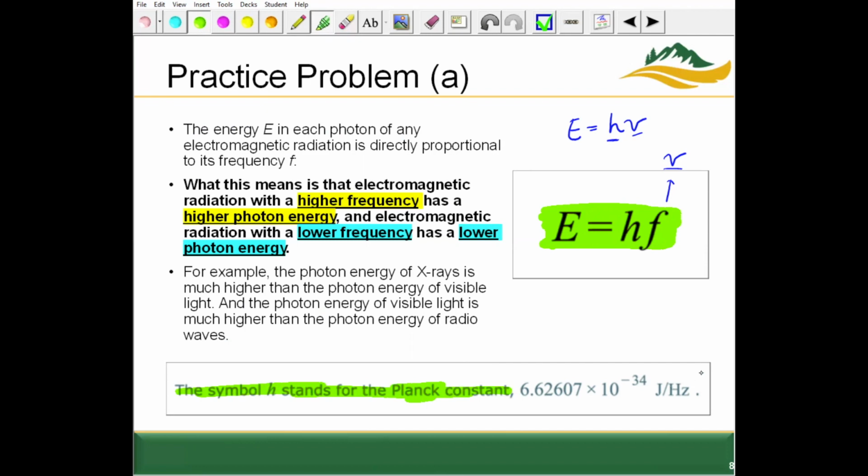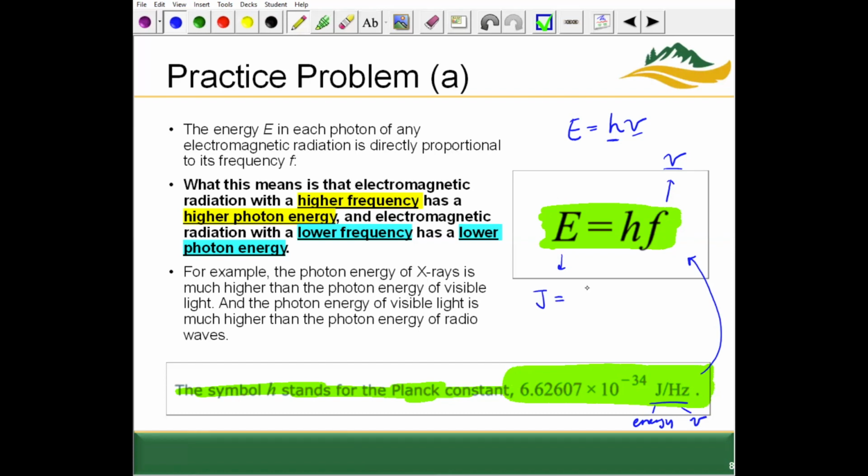Very importantly, this value is 6.62607 times 10 to the negative 34. Now take a look at the units of joules per hertz. Let's break down these units. We know joule is for energy, hertz is for frequency. Let's see how this works out in this equation. So energy, we're going to see that in joules.